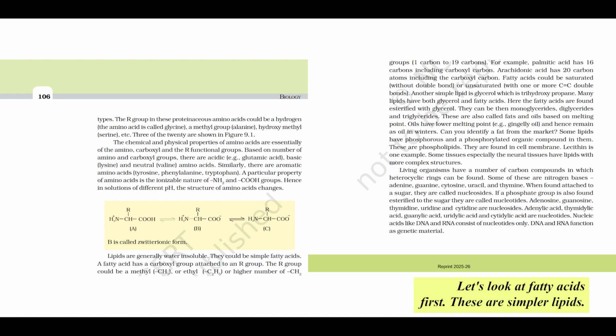Let's look at fatty acids first. These are simpler lipids. Structure-wise, they have a carboxyl group, COOH, attached to an R group. Another R group, like amino acids? Sort of, yes, but here the R group is typically a long hydrocarbon chain. It can be quite short, maybe just a methyl, CH3, or ethyl, C2H5, or it can be much longer chains of CH2 units, sometimes up to 19 carbons long, making 20 carbons in total with the carboxyl carbon. Palmitic acid has 16 carbons in total. Arachidonic acid has 20 carbons.